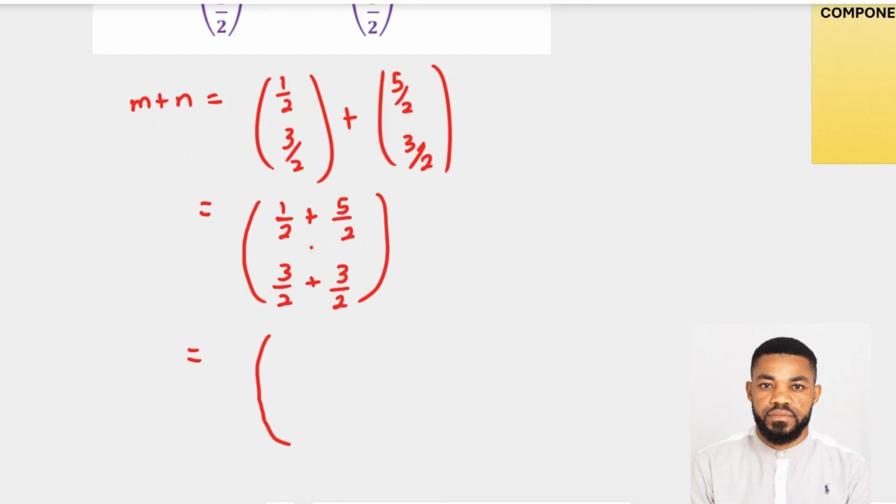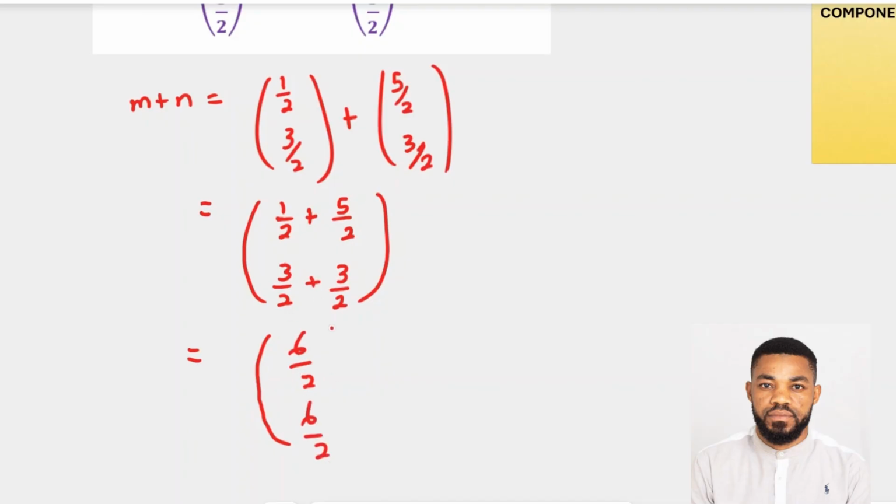We have to simplify or sort out the arithmetic here. They are common fractions with the same denominator. That means they are like fractions. We just have to add the numerators. We take one of the denominators, since it is common. So we're going to get 6/2. For the y component, we're going to get 3 plus 3. That's going to give us 6/2.